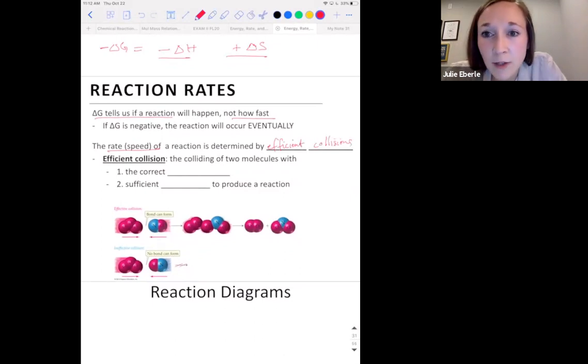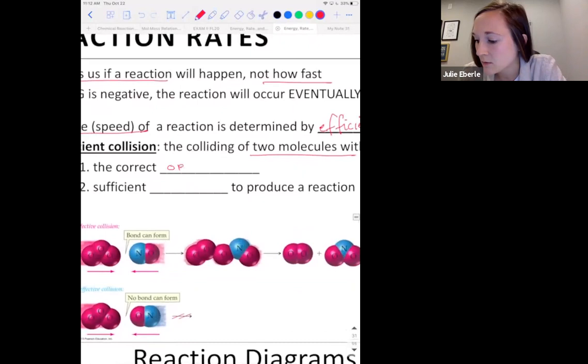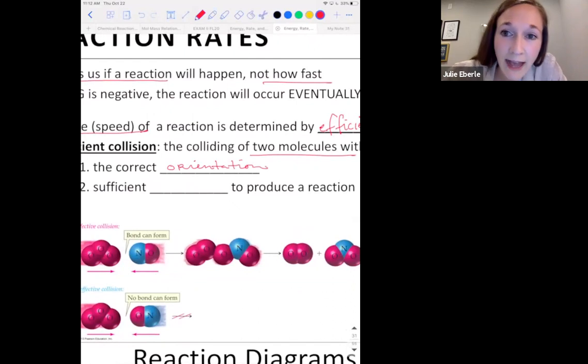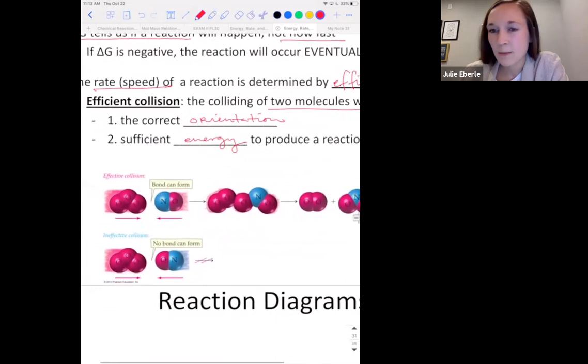Efficient collisions. Molecules colliding are how reactions happen. And molecules can collide and you not get a reaction. So that must mean there has to be something proper about the collision for the reaction to happen. So what is an efficient collision? It's a colliding of two molecules with two things: correct orientation. They have to be facing the right way. The right atoms have to bump into the right atoms. And sufficient energy. They have to collide forcefully enough for a reaction to happen. An example down here, anybody ever studied the ozone? What's happening to our ozone layers in the atmosphere?